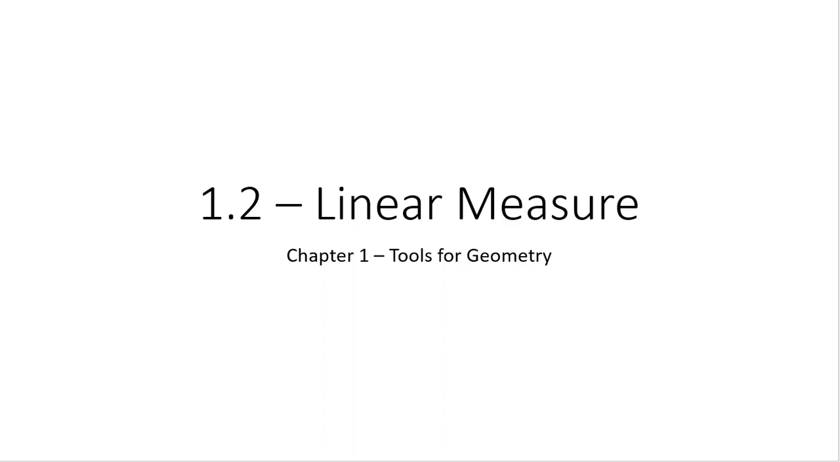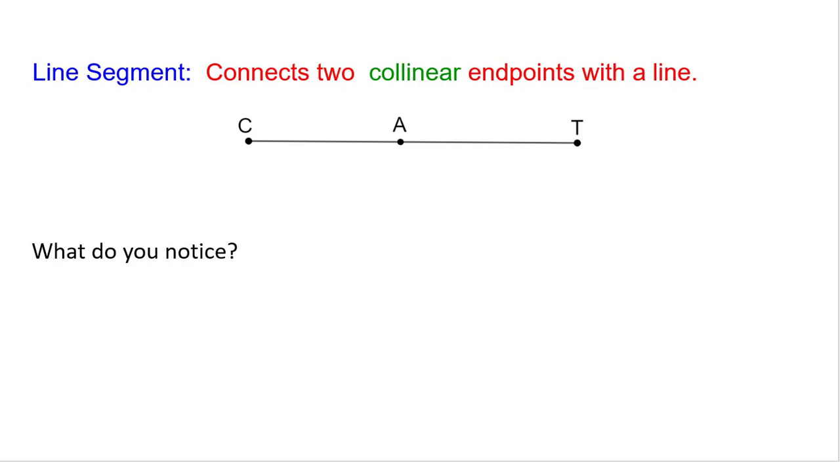Today we're going to be talking about linear measure. So a line segment connects two collinear endpoints with a line. So here I have segment CT. And that's my notation for a segment. Okay, notice how there's no arrows on the edges of that. So that tells me that C is one endpoint, T is the other point.